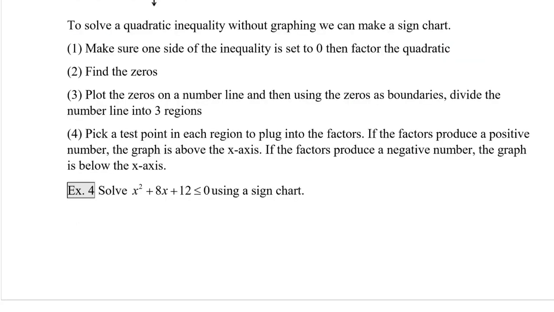Now there's one other way that we can solve a quadratic inequality, and we can do it without graphing, and we do this by making a sign chart. Part 1, make sure that one side of the inequality is set to 0, then factor the quadratic. 2, find the zeros. 3, plot the zeros on a number line, and then using the zeros as boundaries, divide the number line into 3 regions. 4, pick a test point in each region to plug into the factors. If the factors produce a positive number, the graph is above the x-axis. If the factors produce a negative number, the graph is below the x-axis.